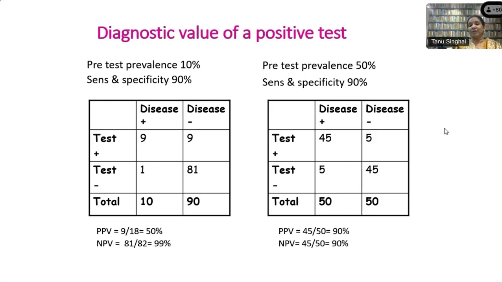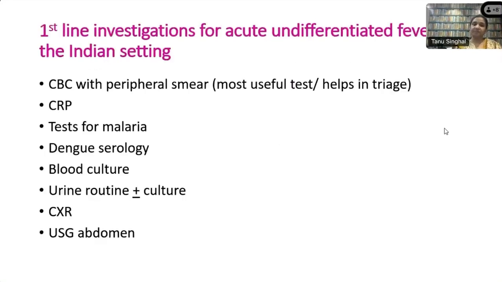Because suppose your pre-test prevalence is 90%, then the test really doesn't help you so much, because no matter what the result of the test, you will go ahead and treat the patient. And similarly, if the condition is unlikely, then also you don't want to do the test, because most of the times what you will be dealing with is false positives. So this is a principle which applies not only to investigation of fevers, but actually for any disease.